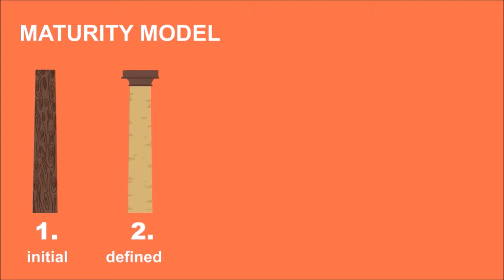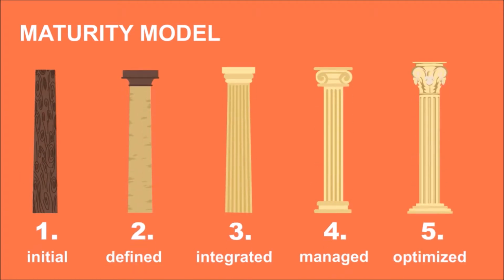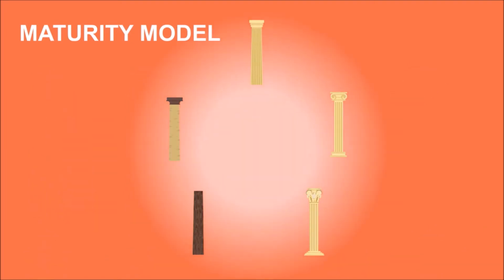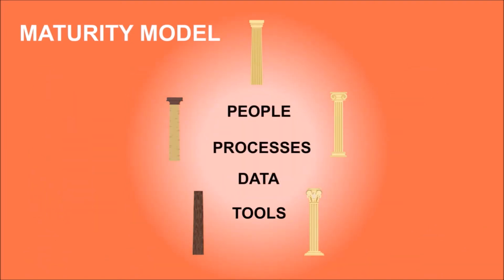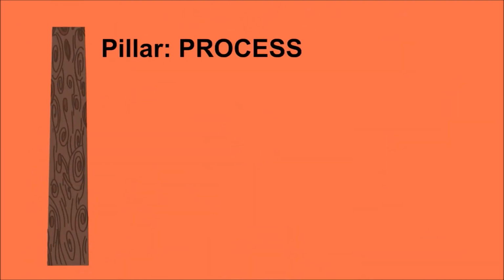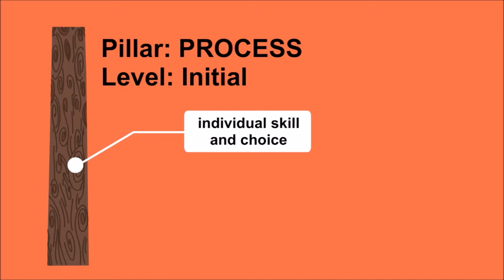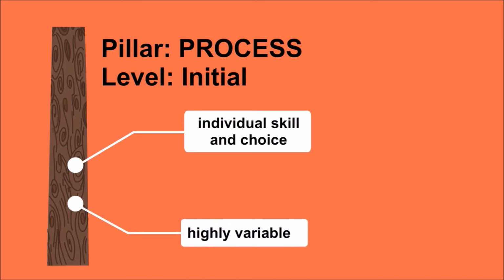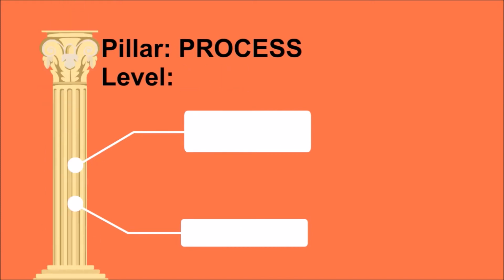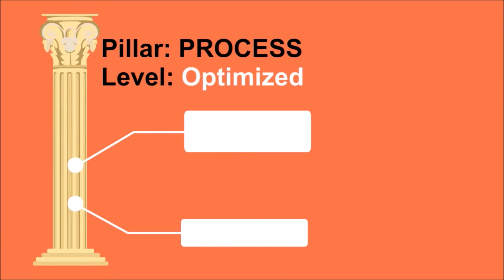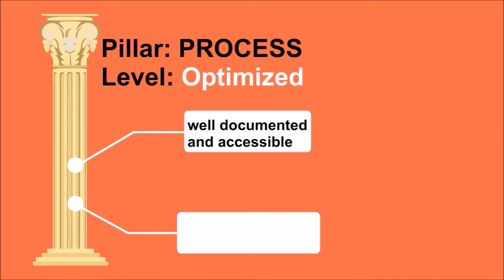The proposed model considers 5 levels of maturity: initial, defined, integrated, managed, and optimized. These levels concern each of the pillars. For example, if a company is at the initial level for the process pillar, their processes would probably be based on individual skill and choice, and therefore they would be highly variable. While at the optimized level, the processes would be well documented and accessible, fully integrated in business decisions and consistently deployed.